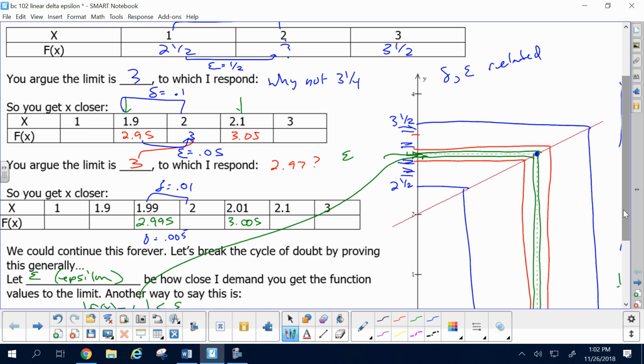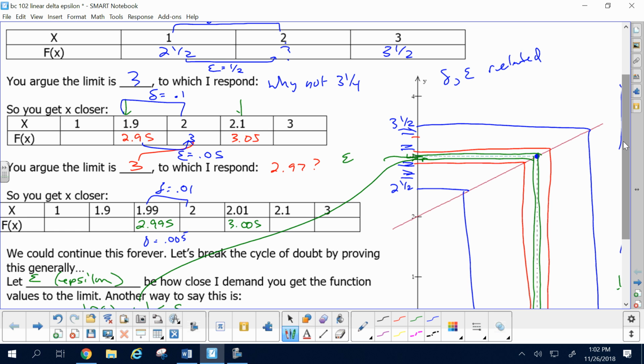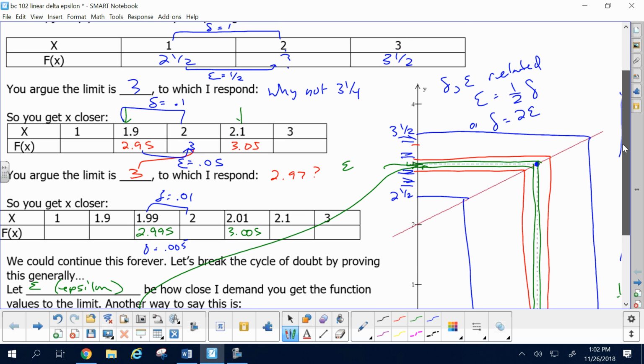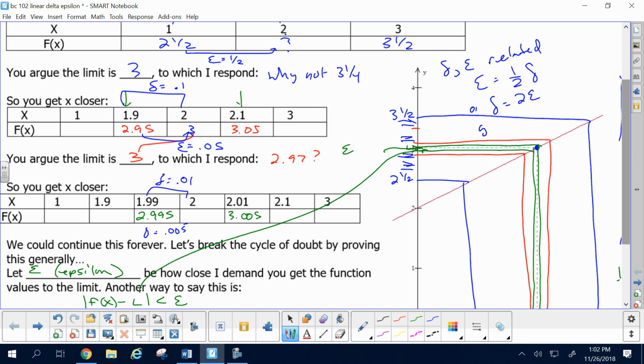So in this case, you can see that epsilon is always 1/2 of delta, or I guess you could also say delta is twice epsilon. Now we usually go there because we start with x and go towards y. So the delta is what we usually start from. Generally speaking, delta is always epsilon over the absolute value of the slope.